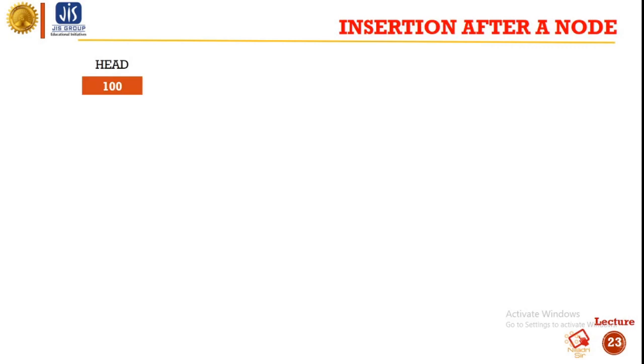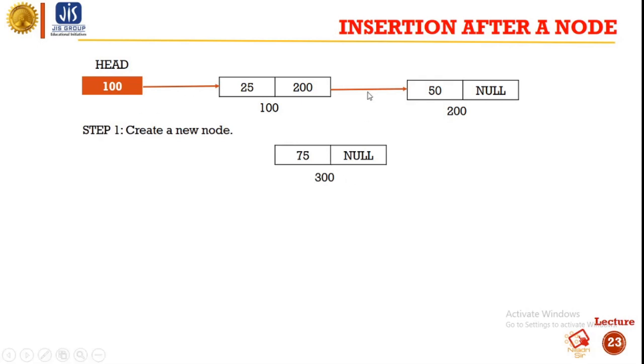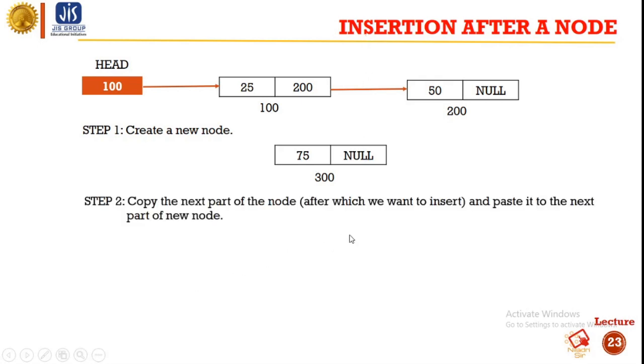So this is the code, for example, for inserting a node after a node or before a node, but we will do it here after a node. As you can see, this is the linked list. We will insert a node after 25 and before 50. So we create a new node, that is 75. It will be inserted somewhere here. What is the next step? Copy the next part of the node after which we want to insert, that means this one. The next part, this 200, will be copied and pasted to the next part of the new node. So this 200 will be copied and pasted in the null position.